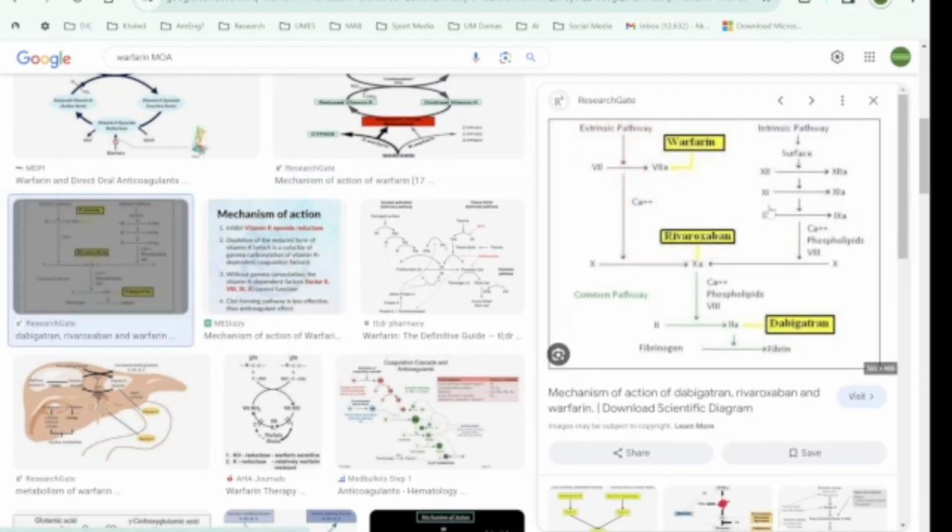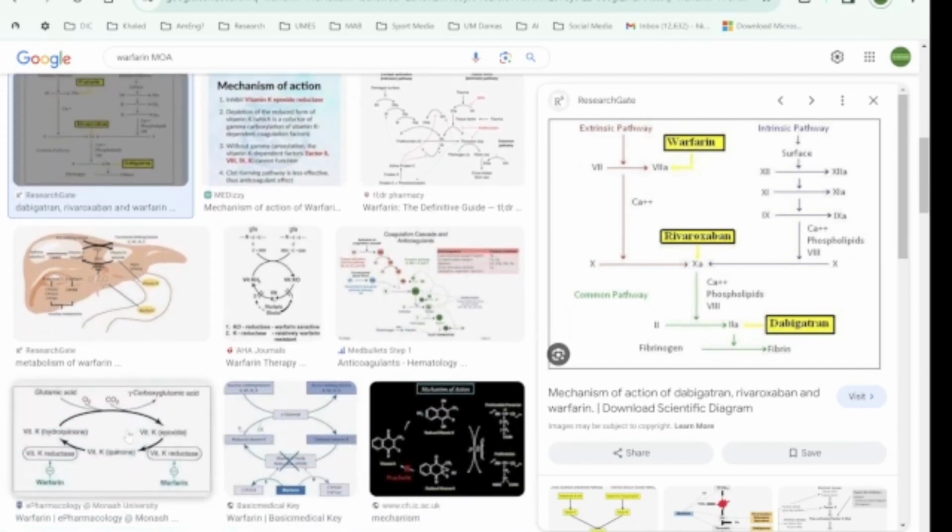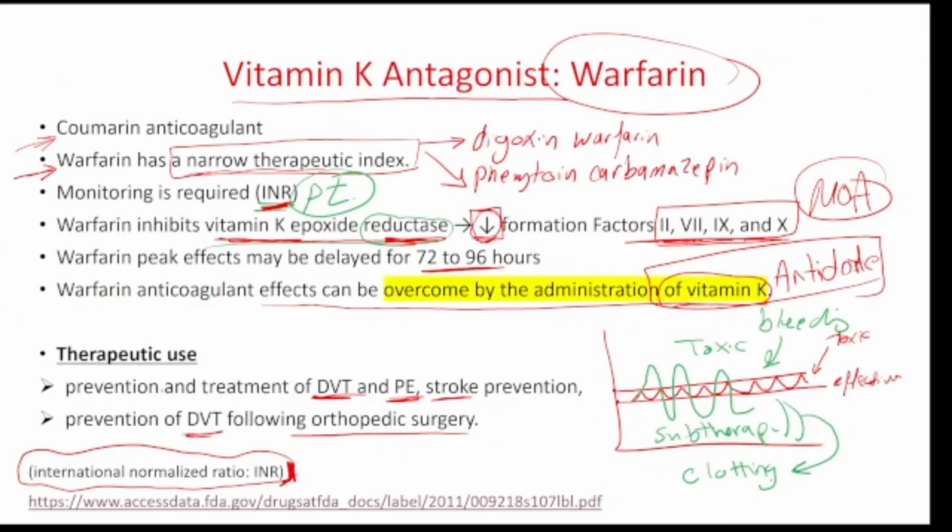I'm not sure if you can see it here. So you can see here the warfarin responsible for the degradation of several clotting factors. Okay, back again to the slide. So as you can see here is warfarin. We need you to remember the mechanism of action, how the warfarin works.